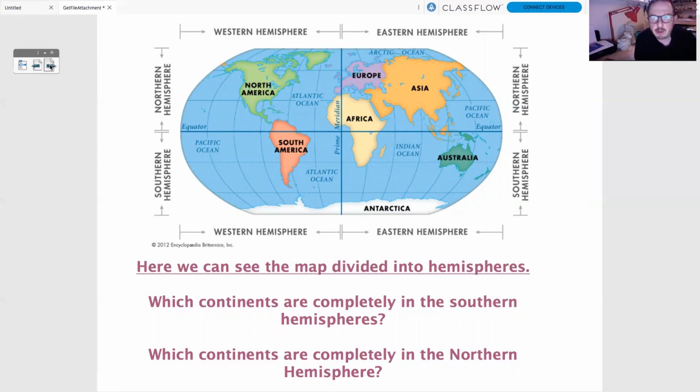Can you have a look now? Have a little look. What continents are completely in the south? What continents are completely in the north? You might have had a little clue from the last slide that I showed you. You can see, obviously, the equator, that halfway line of latitude. And actually, on this one, we can see the halfway line of longitude. And that's called the prime meridian.